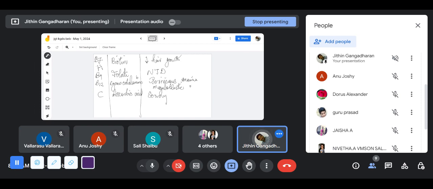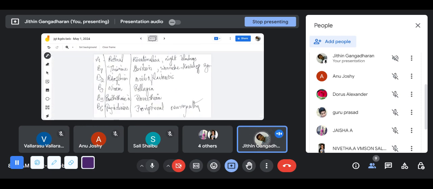See, vitamin A, which is the rich source of vitamin A? I just forgot to say that. Kindly write this also. The rich sources from where you can get vitamin A: carrot is a rich source, spinach is a rich source, dates is a rich source, and ragi is a rich source of vitamin A.